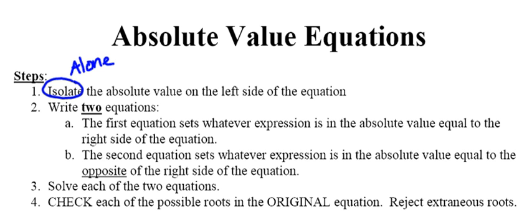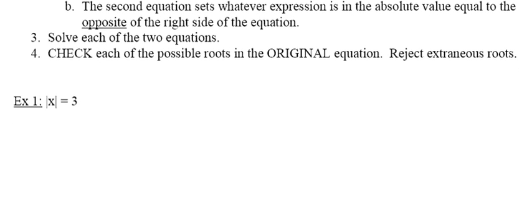Then it says you need to write two equations. The first equation will be the expression in the absolute value, and set that equal to the right-hand side. That means set everything that's already inside the absolute value equal to whatever it's saying it's equal to. The second equation will be still everything inside the absolute value stays the same, but now the right-hand side turns into the opposite. We're going to solve both of our equations and check our roots. So follow below and we're going to do the first example together.